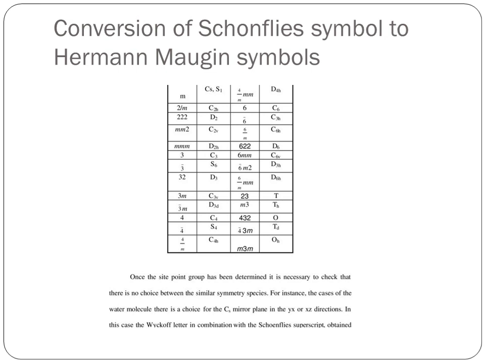C4, 4. S4, 4 bar. C4h, 4/m. C6, 6. C3h, 6 bar. C6h, 6/m. D6, 622. C6v, 6mm. D3h, 6 bar m2. D6h, 6/mmm. T, 23. Td, tetrahedral 4 bar 3m. Th, m3. O, 432. Oh, octahedral m3m. Okay, that's all about the crystallographic point groups.